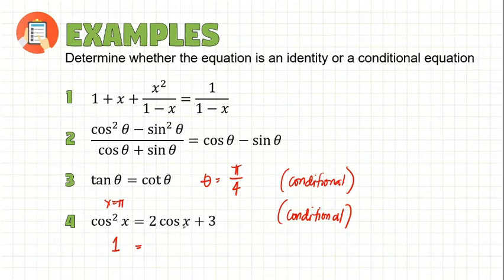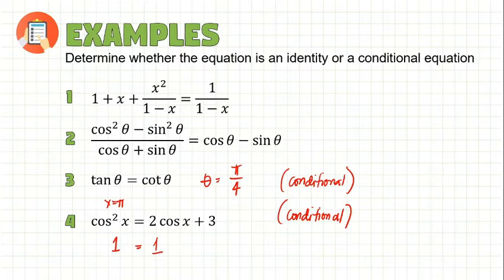And 2 times cosine pi, again, cosine pi is negative 1. So 2 times negative 1, so that will become negative 2, plus 3, so that will become positive 1. So therefore, this equation will hold when x is equal to pi. Okay, and again, this equation is a conditional equation.